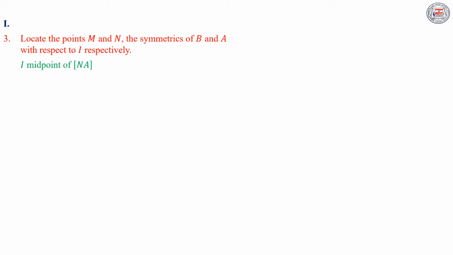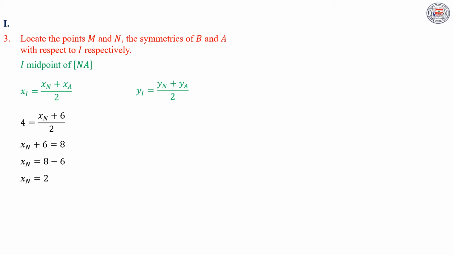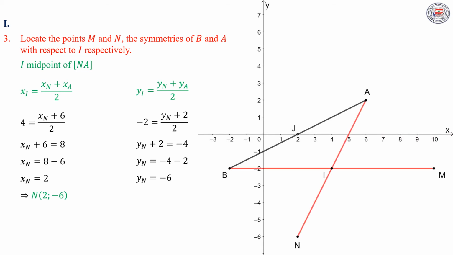And we have I midpoint of NA, then xI equals (xN plus xA) over 2, then 4 equals (xN plus 6) over 2, then xN plus 6 equals 8, then xN equals 8 minus 6 equals 2. And yI equals (yN plus yA) over 2, then -2 equals (yN plus 2) over 2, then yN plus 2 equals -4, then yN equals -4 minus 2 equals -6. Then the coordinates of N are (2, -6). And this is the representation of M and N in the orthonormal system.